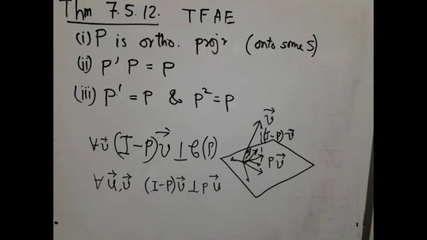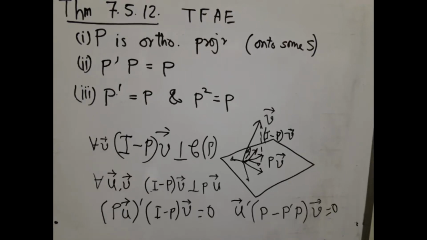So we basically need for all U and V, this thing must be perpendicular to any of these things. And since I am working with the real field, this means their inner product is 0 and the inner product is this transpose. I am working with just the usual inner product, (PU) transpose times (I minus P)V is equal to 0. And if I just expand it, this becomes U transpose, then I have got P transpose minus P transpose P, because this P has become P transpose, equal to 0.